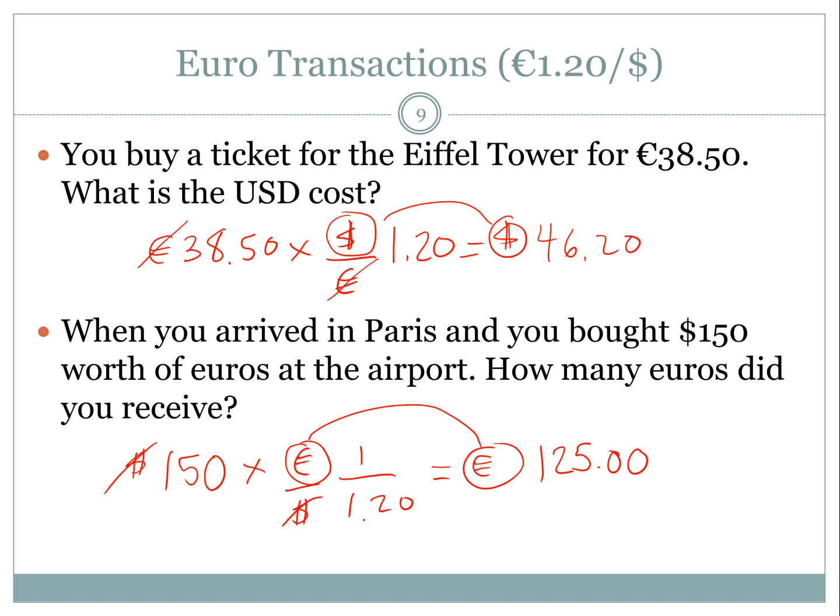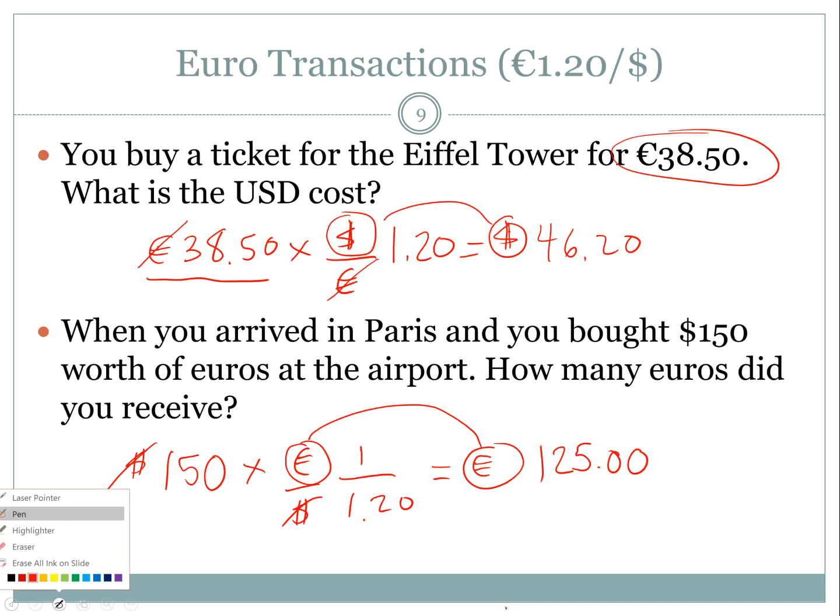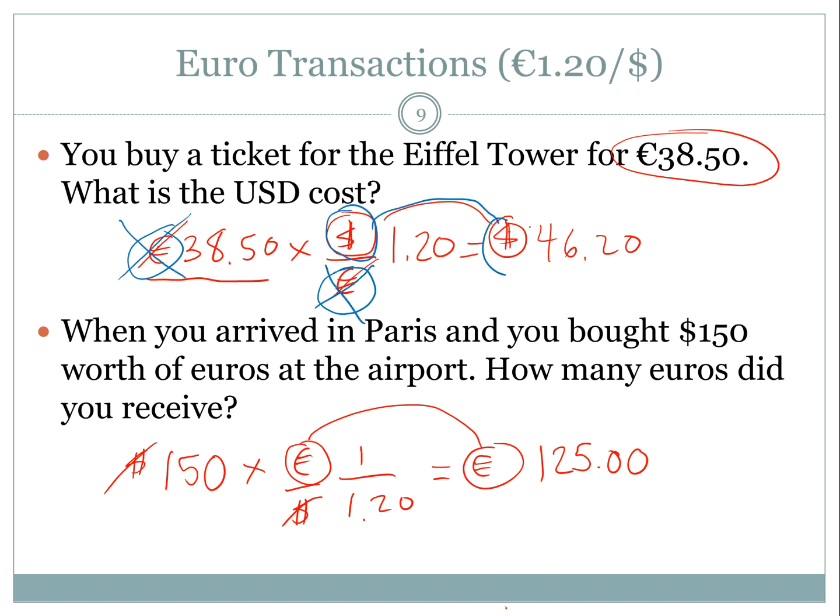If you buy a ticket for the Eiffel Tower for 38.5 euros, how many dollars did it cost? Always write the first currency down, 38.5 euros. I then need an exchange rate to go from euros to dollars. The only exchange rate that's going to work is one where euros wind up in the bottom, so these cross out, and the top one gets carried forward.